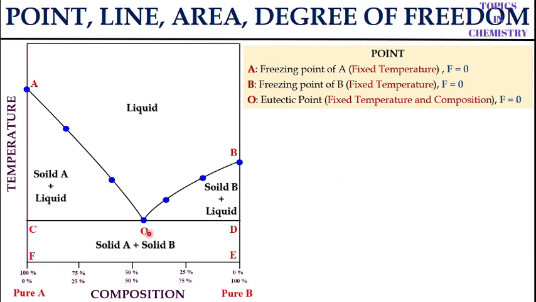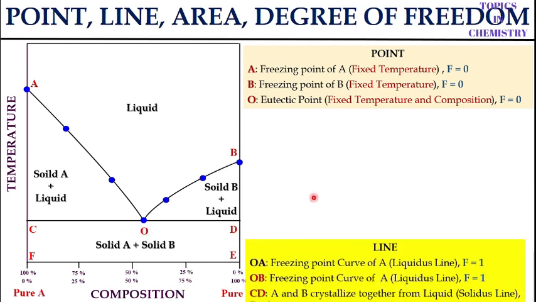Now consider the O point. O point is called the eutectic point. Here remember, this is a fixed temperature and also a fixed composition, and here also F is equal to 0. So these are the three important points A, B and O, and in all cases F is equal to 0.